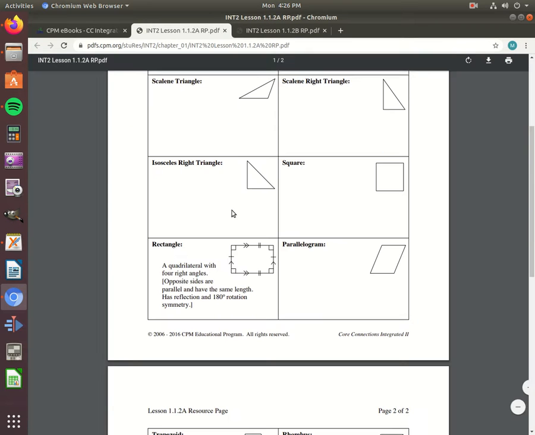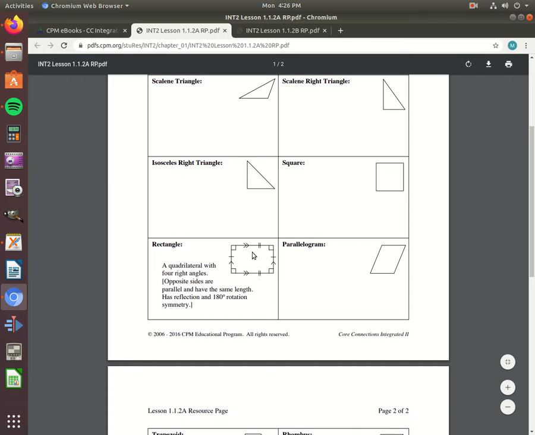If I go back over here, I know that these sides are the same length because they have 1 tick mark, and I know that these sides are the same length because they have 2 tick marks. I know that these lines are parallel because they have 1 caret, and I know that these lines are parallel because they have 2 carets. So that's important to remember.